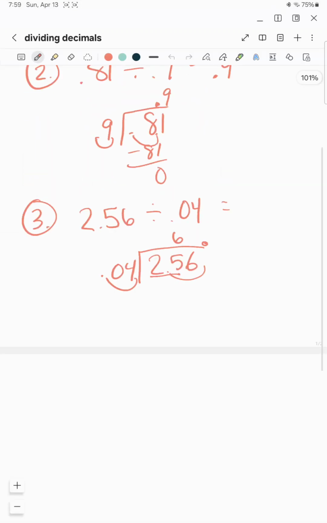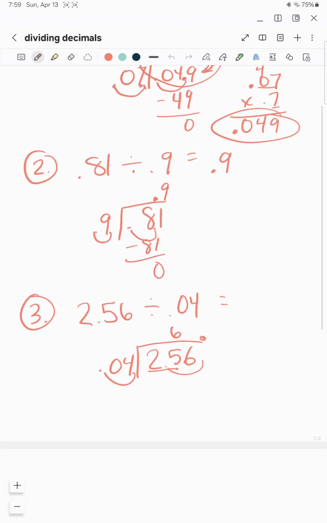I think I made another page. Hopefully we're back in, oh, there we go. Made a new page. 6 times 4 is 24. With a 1, bring down a 6. 4 goes into 16 4 times with 0 left over. So our answer is 64.